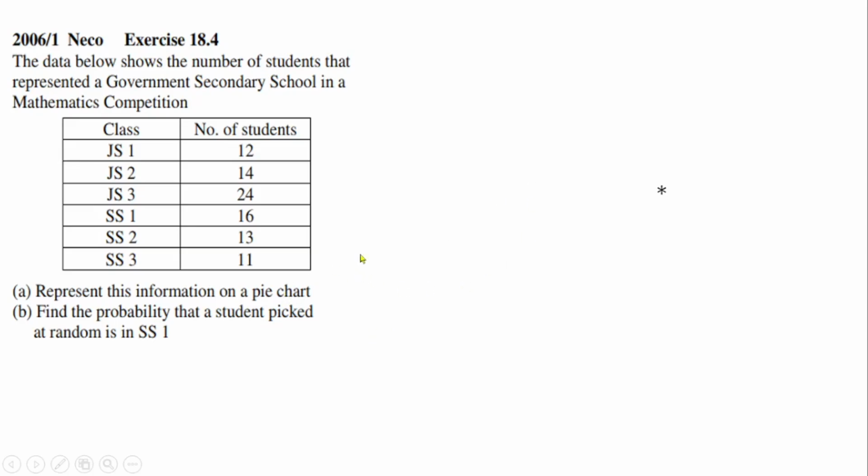The first thing we'll do is that we need to add all these numbers together to know the total number of students that is involved. I think there are 90 if you add this together. Then you can now create this table to give us a sectorial angle. Then extend this table here so that you can have our sectorial angle. Then to have our sectorial angle, we have 12 over total number of students is 90 times 360, that gives us 48 degrees, which I hope you got right.